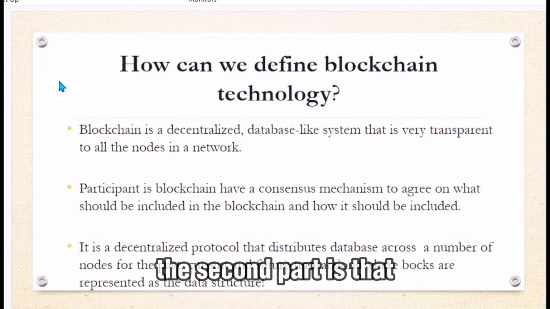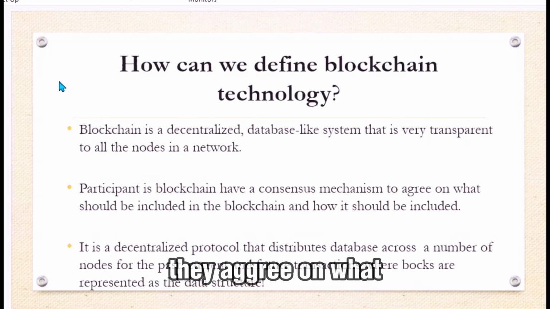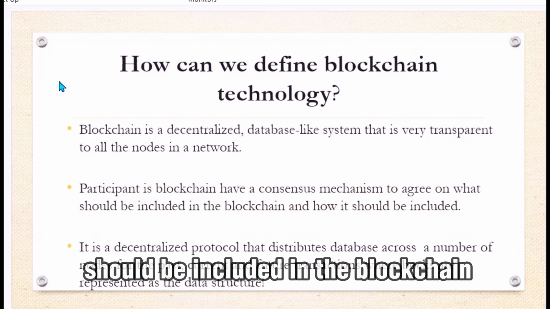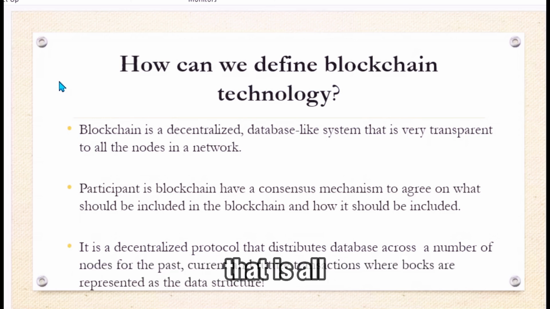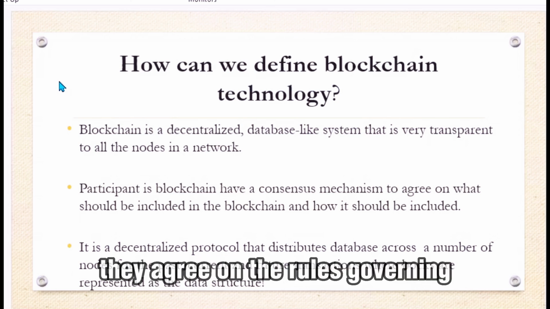The second part is that participants in the blockchain have a consensus mechanism to agree on what should be included in the blockchain and how it should be included. That is, all the computers in the blockchain network agree on the rules governing the network.